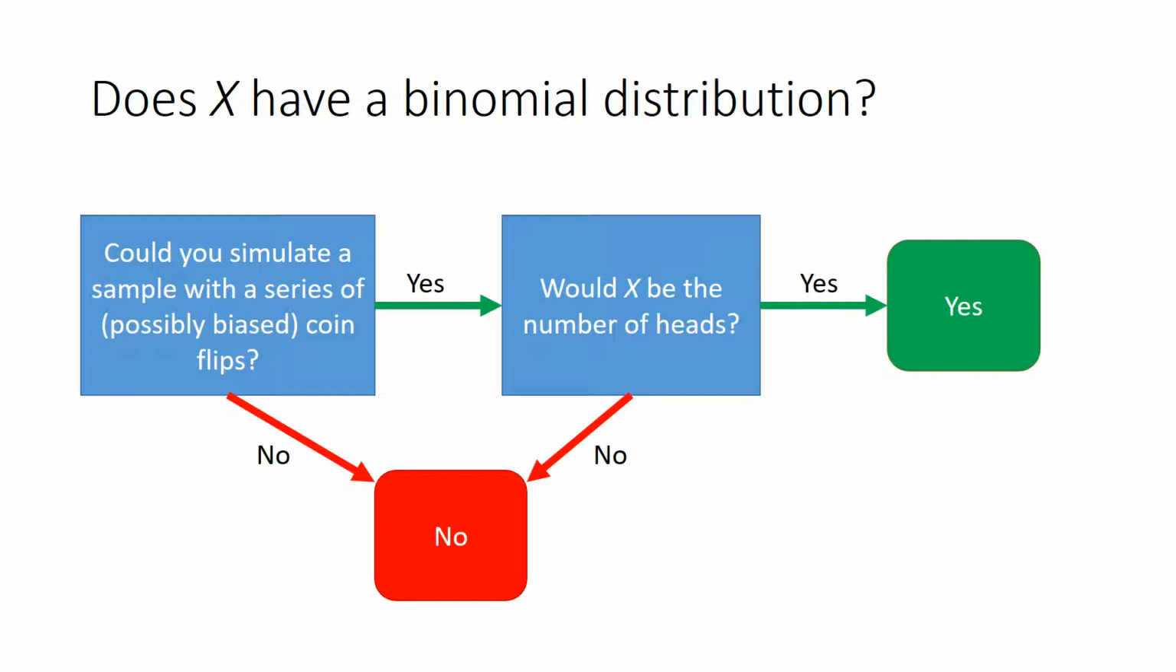To decide whether a binomial distribution is going to be useful, it's often helpful to think about whether we could simulate a sample using a series of coin flips, which might be biased. If x would be the number of heads from that set of coin flips, then a binomial distribution is likely to be useful.